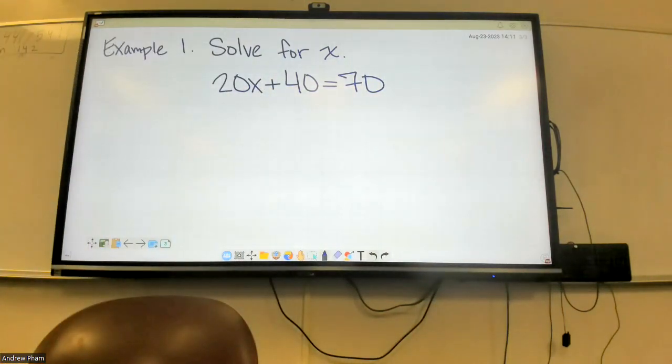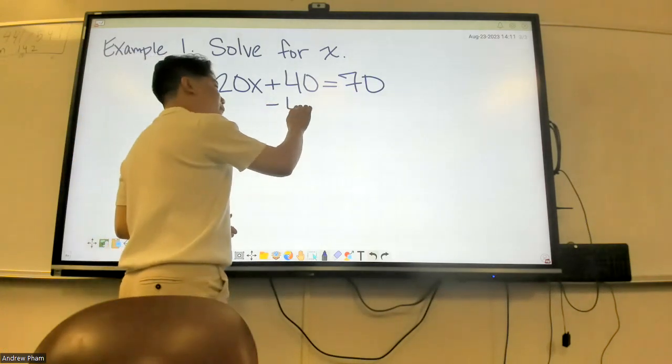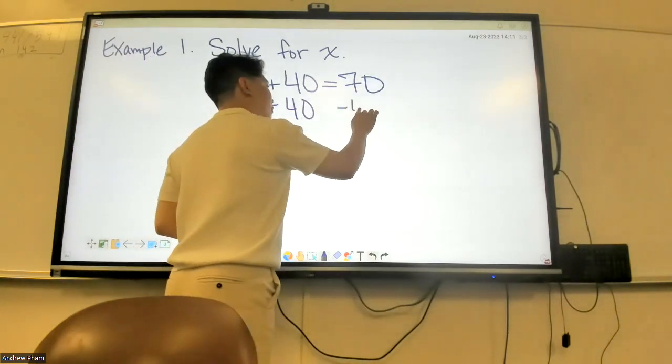All right, so we have 20x plus 40 is equal to 70. Anyone here have a guess on what's the first thing I should probably do? Go ahead and yell out the answer. Yeah, subtract 40. In particular, we're going to subtract 40 from both sides. So I'm going to go ahead and say minus 40 and minus 40.